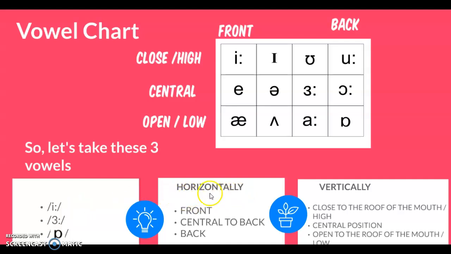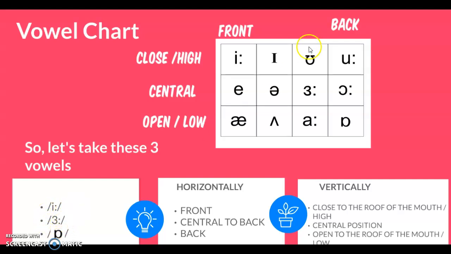Horizontally, the E sound is a front vowel because you produce it at the front. The tongue moves to the front of your mouth. In a vertical position, it's close to the roof of the mouth. You say E and the front part of your tongue is up, almost touching the roof of the mouth. Remember that the roof of the mouth is the palate. So it is close to the roof of the mouth, or we can also say it is high, because that part of the tongue is high.